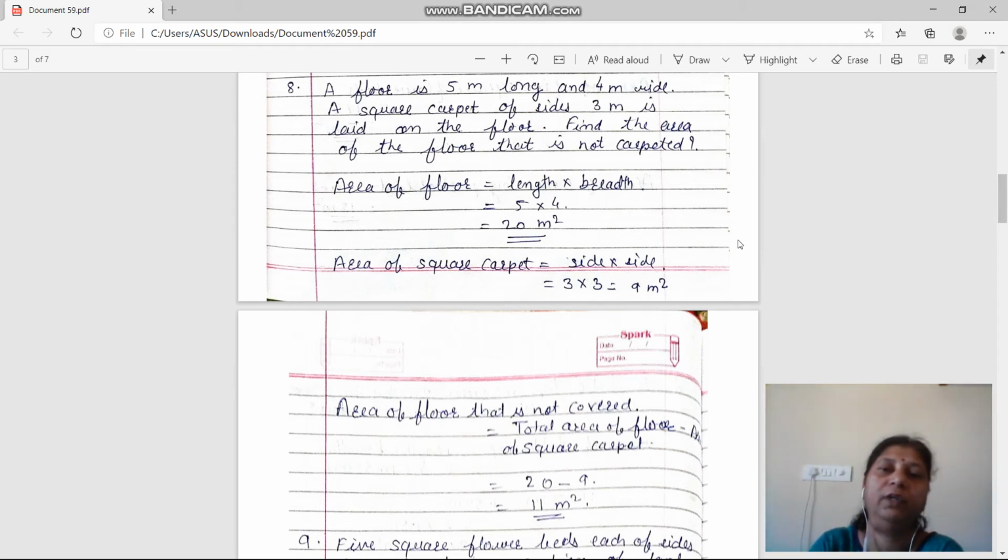Area of floor is equal to length multiplied by breadth. So what is the length? 5 meter. 5 into 4 we get 20 meter square. Now next, area of the square carpet. Side into side. What is the side here? 3. 3 into 3 we get 9 meter square. Next. Area of the floor that is not covered is equal to total area of floor minus area of square carpet. So 20 minus 9 we get 11 meter square. Fine. Next.